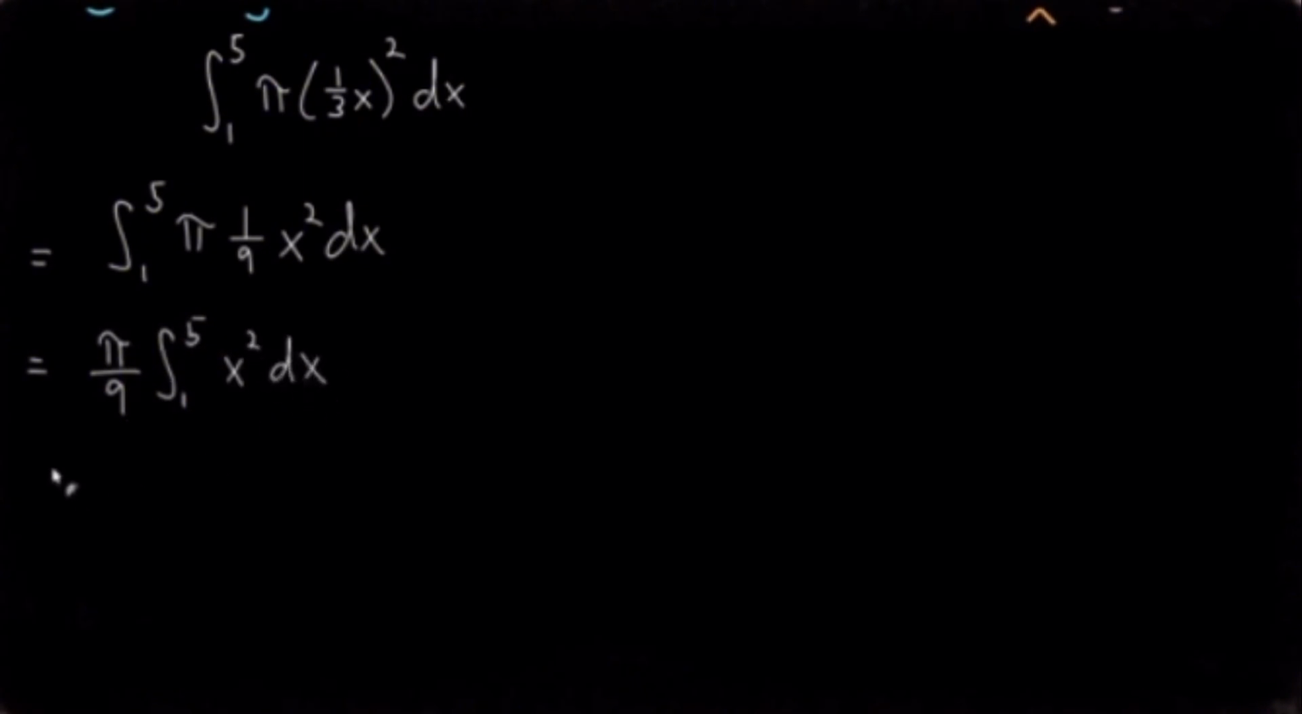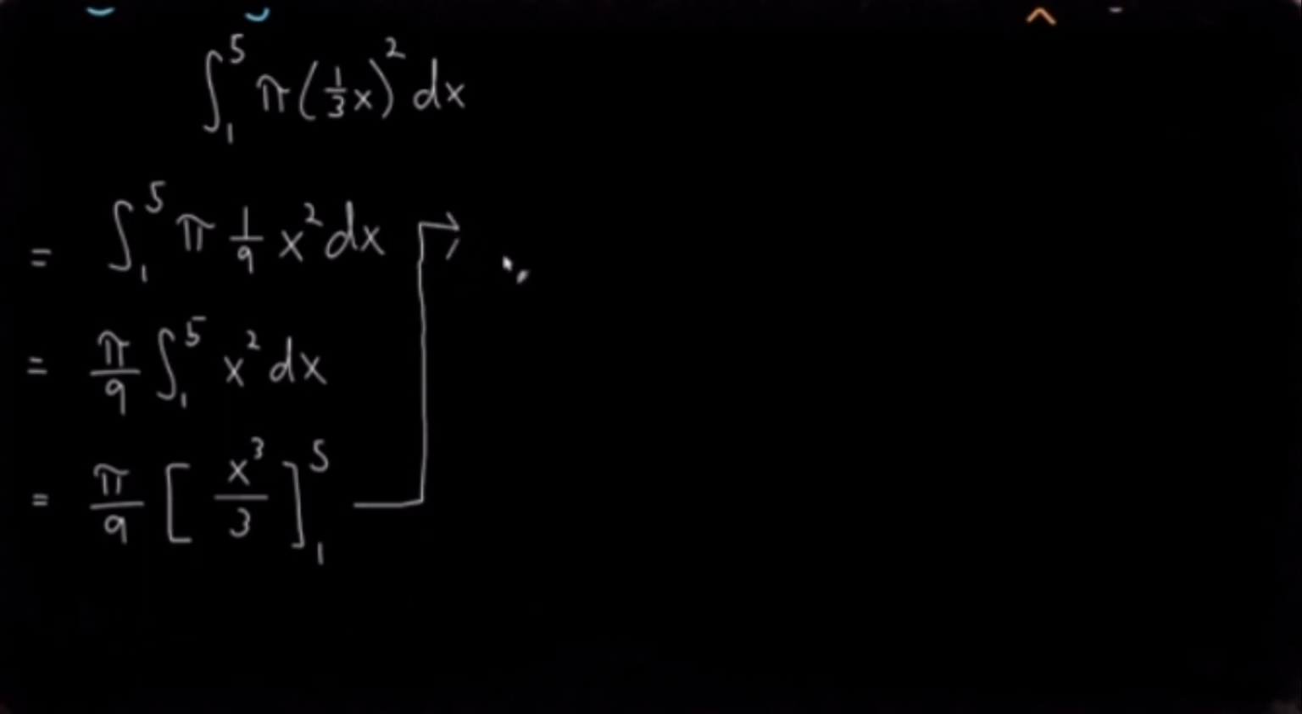So this is equal to the integral from 1 to 5 of pi, and now if we square 1/3, we get 1/9, and we square x and get x squared, and we can pull out that constant, pi times 1/9, which is pi over 9. Integral from 1 to 5 of x squared dx, and now we can take the antiderivative using the power rule, so we add 1 to the exponent, so that's x cubed divided by the new exponent, 3, and then we have to evaluate that between 1 and 5.